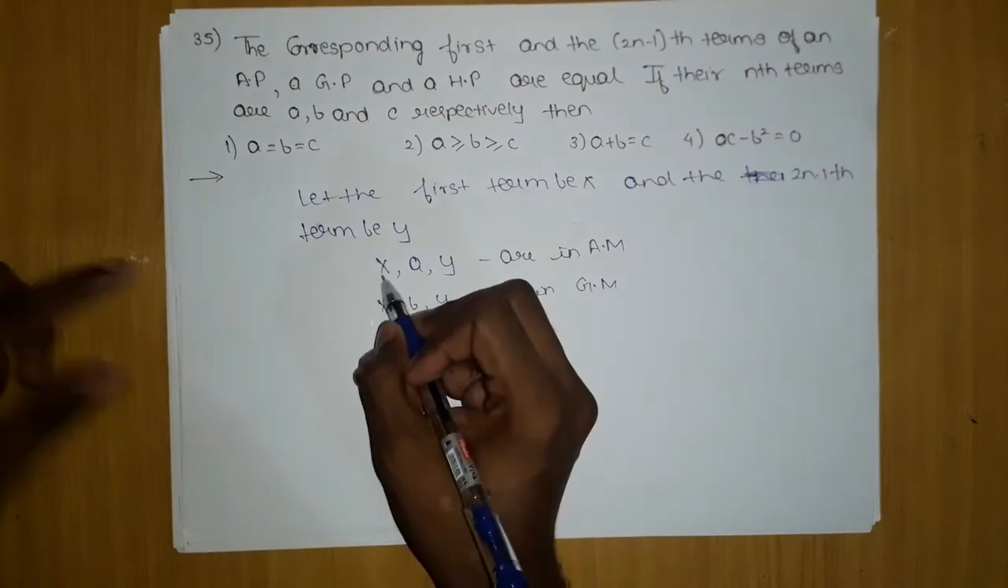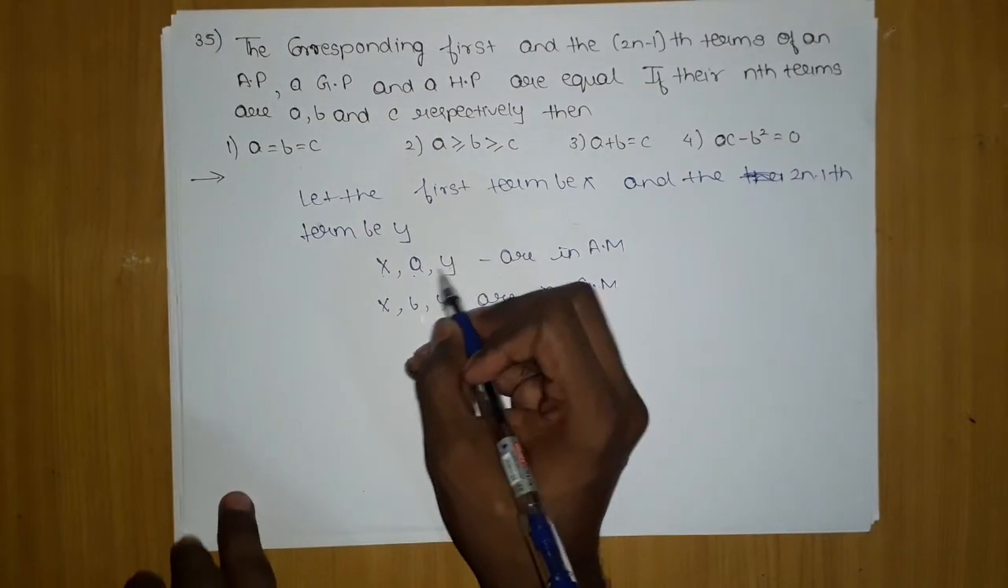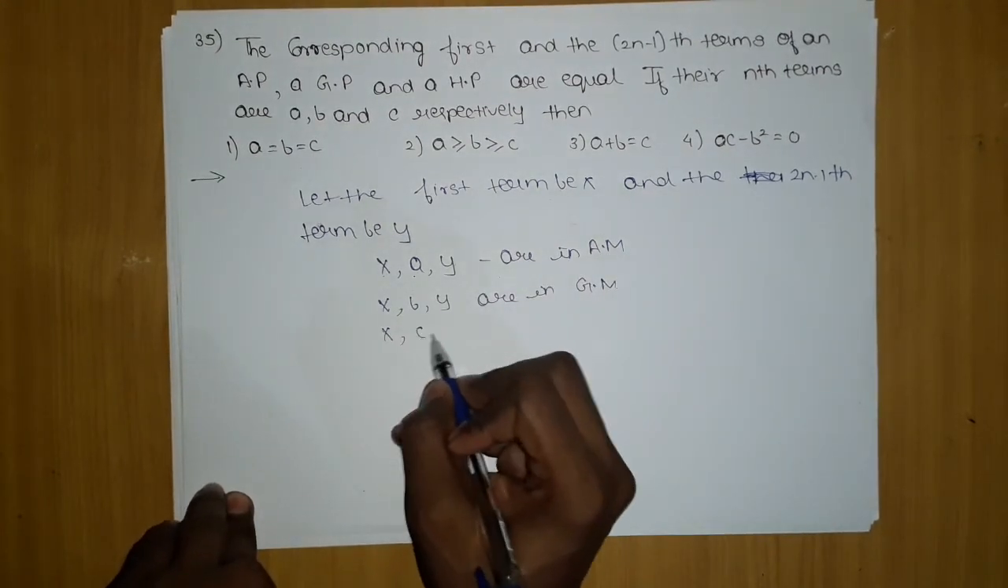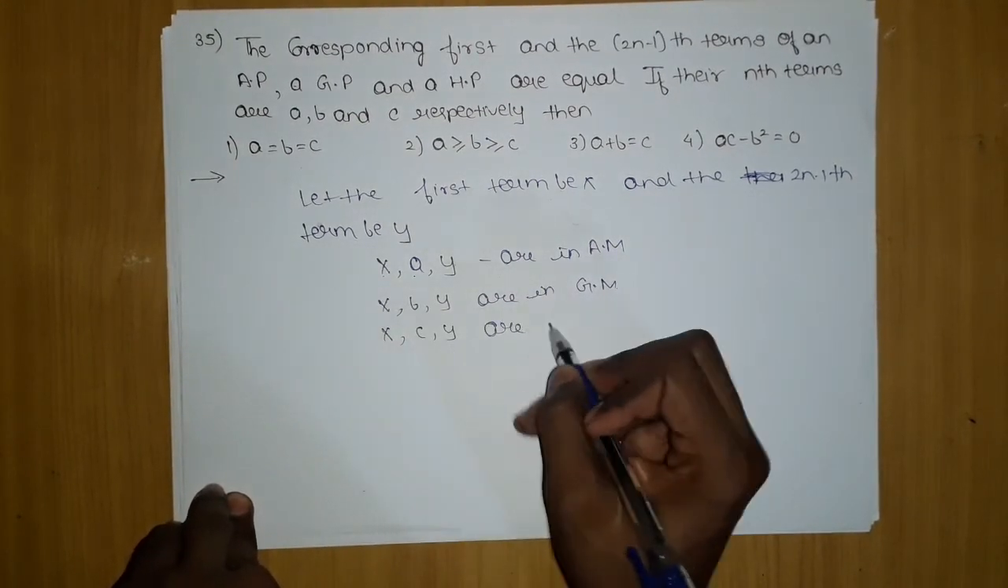Okay, b. Now this is the first term, this is the nth term, this is the (2n minus 1)th term, so this will be the last and this will be in between, and they are in GP. Similarly, x, c and y are in what? They are in HM.